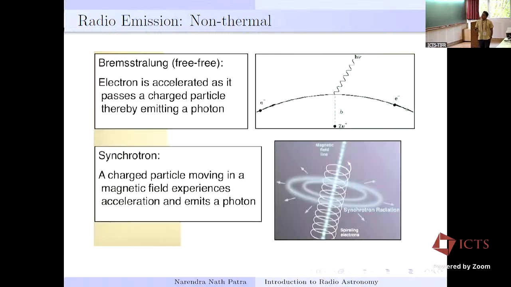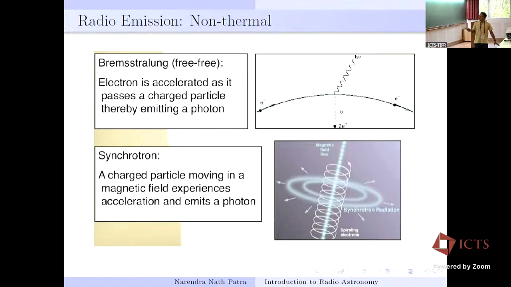Okay, then you have non-thermal emission. As I said, say for example, you have an electron which is moving, then it sees a positive ion, and then it gets scattered, right? This is a charged particle, and when it changes its direction, it feels an acceleration, right? An accelerated charged particle emits radiation, correct? So this is Bremsstrahlung.